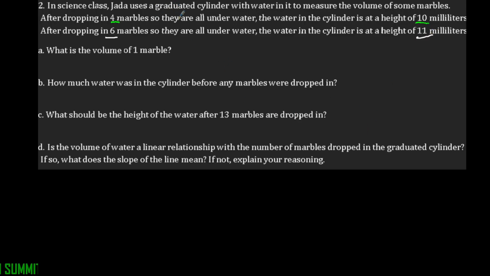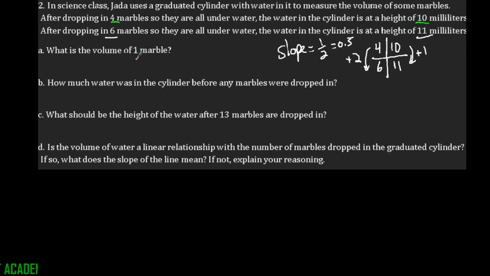So what we can do is kind of make that table again, real simple. It says 4, 10, and 6, 11. So to find your change in y, it's going to be plus 1, and our change in x is going to be plus 2. So that means our slope for this is going to be equal to 1/2, or 0.5. And so what is the volume of one marble? Well, if we were to plot that point, we could say one marble is going to be equal to 0.5 milliliters.